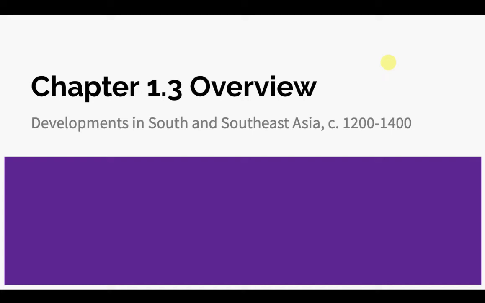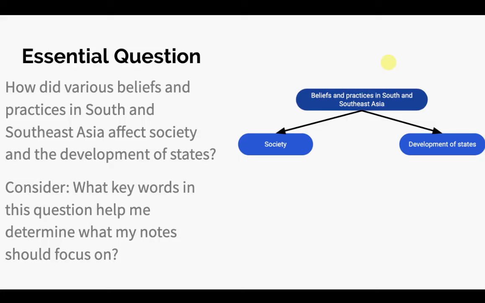Welcome to the Chapter 1.3 Overview, Developments in South and Southeast Asia circa 1200 to 1400. Let's look at our essential question. How did various beliefs and practices in South and Southeast Asia affect society and the development of states?